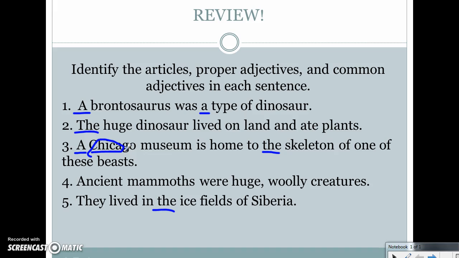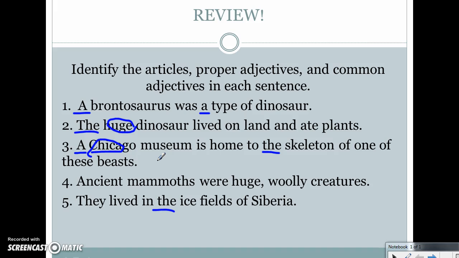Remember, common adjectives describe nouns or pronouns but are not capitalized. Number 1, a brontosaurus was a type of dinosaur. I don't see any common adjectives in number 1. Number 2, the huge dinosaur lived on land and ate plants. Huge describes dinosaur. Number 3, a Chicago museum is home to the skeleton of one of these beasts. Do you see a common adjective in this?